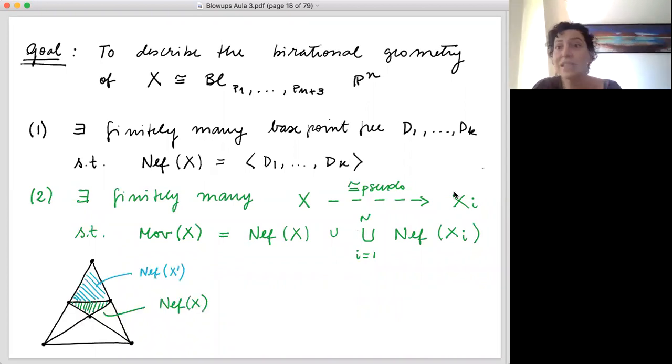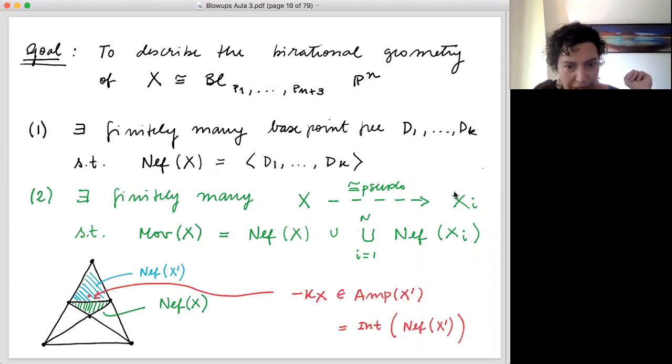So for instance, this is the picture that I want you to remember from the blow up at 2 points. In that case, remember we had the nef cone, and then we have a small modification that was obtained by flipping the strict transform of the line through the 2 points. And in this case here, the anti-canonical class was in a different chamber, meaning that it was in fact an ample class on X prime. So we will have the same picture in the case of the blow up at n plus 3 points.